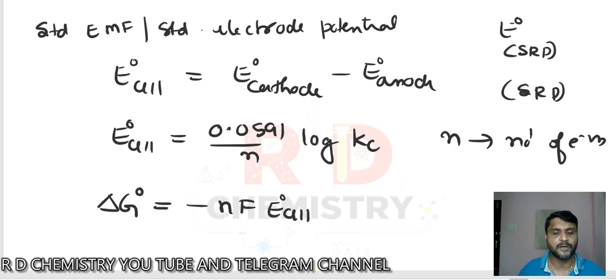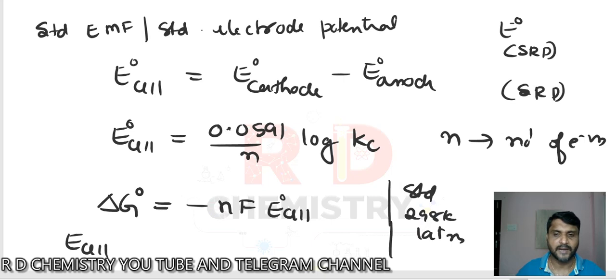Here, E naught cell is required in so many cases. But how to calculate just E cell? E naught cell always has a standard condition: 298 Kelvin, the pressure is 1 atmosphere, and 1 molar concentrated solution. That's a fixed one. Suppose I change the temperature and so on; generally, we change the concentration. Then how to calculate E cell? E cell can be calculated using the Nernst equation. Now I'll give you an example of how to calculate the E cell.